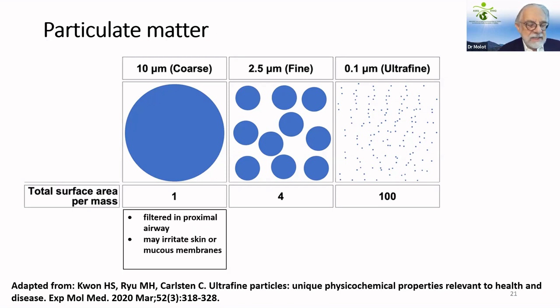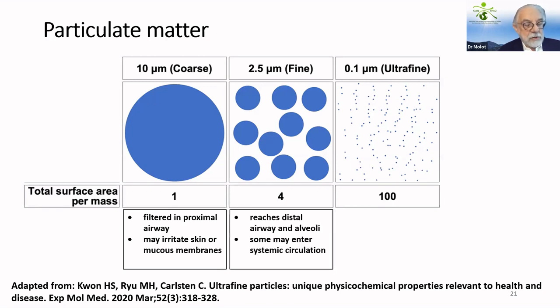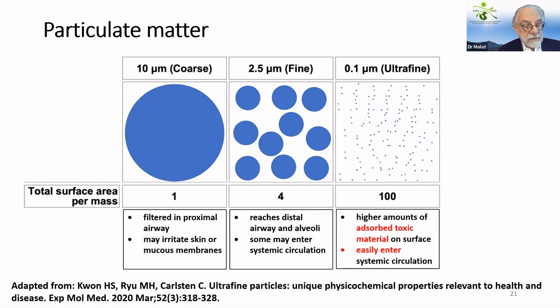The coarse particulate matter gets filtered in the upper airways and doesn't infiltrate deep into the lungs. Maybe it'll cause some local contact irritation in the upper respiratory system. The 2.5 micron fine particulate matter can penetrate further down into the deepest part of the lung and even the alveoli, the air sacs where the oxygen and carbon dioxide exchange takes place, and some can enter the bloodstream. But the ultrafine particulate matter, which are the most plentiful, easily get through the barriers of protection to enter the bloodstream and enhance the translocation of the adsorbed chemicals into the body.